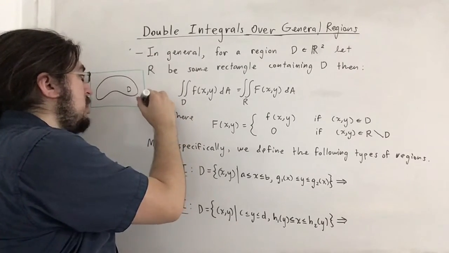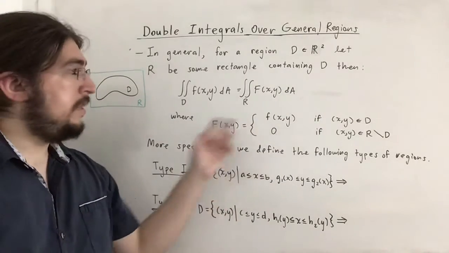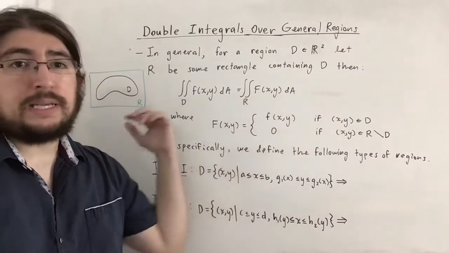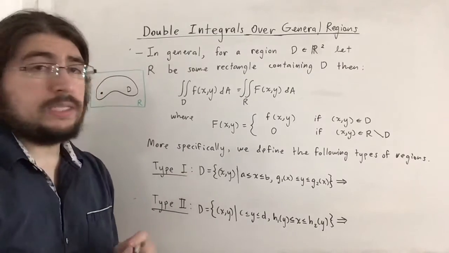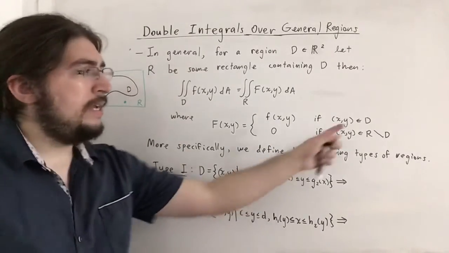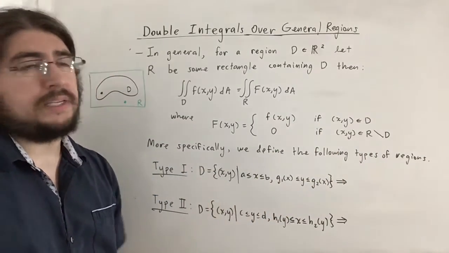And then all you would need to do is define this new function, capital F of x comma y, that is either lowercase f of x comma y when the point x y is in D, or 0 otherwise, when it's in R but not in D. So that slash notation I'm writing here just means without. So R without D means it's in R but not in D.